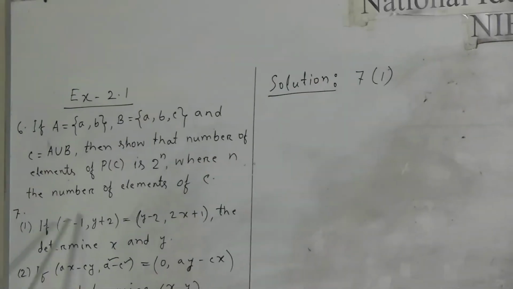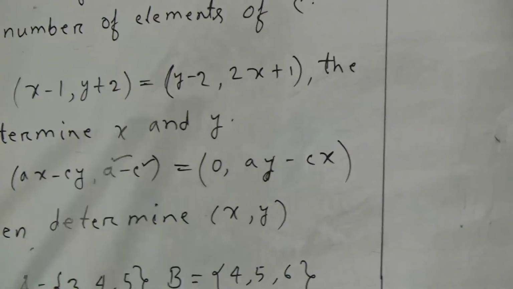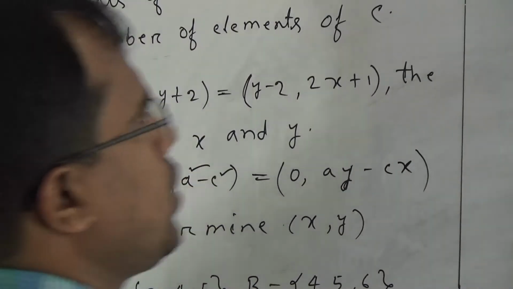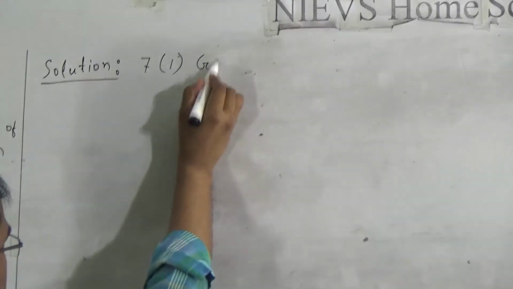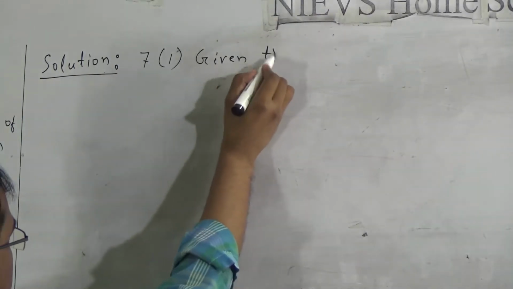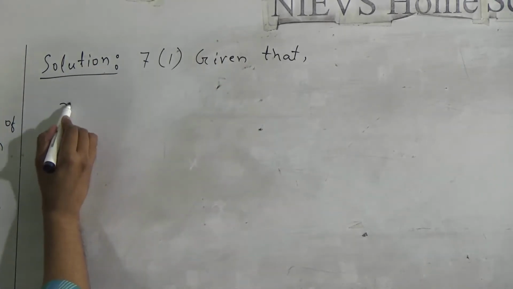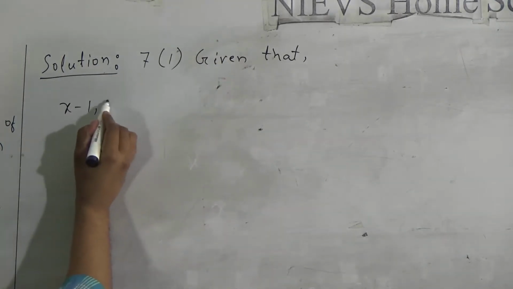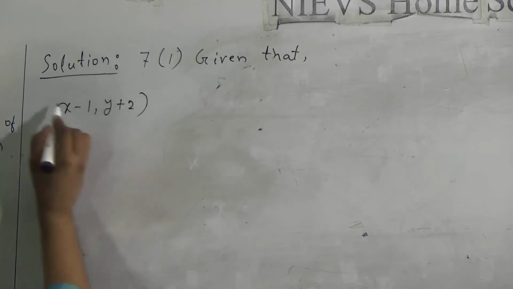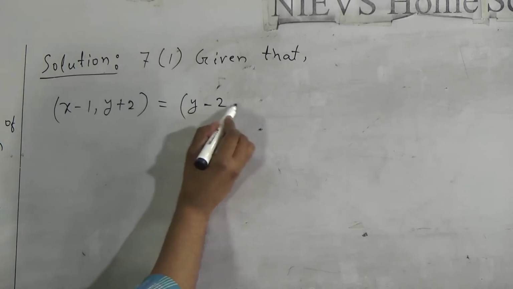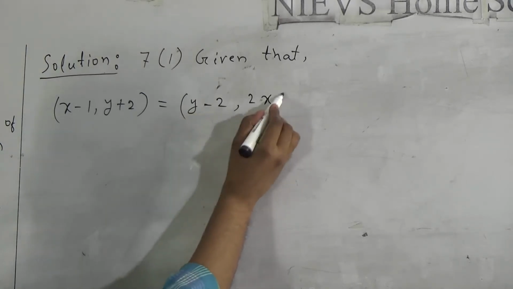Here the question is, if (X minus 1, Y plus 2) equals (Y minus 2, 2X plus 1), then determine the value of X and Y. First we'll write given that (X minus 1, Y plus 2) is equal to (Y minus 2, 2X plus 1).